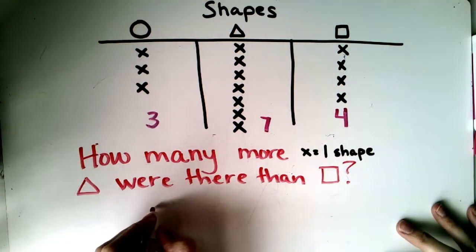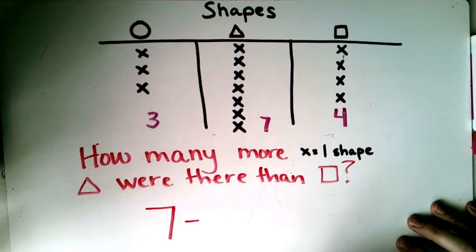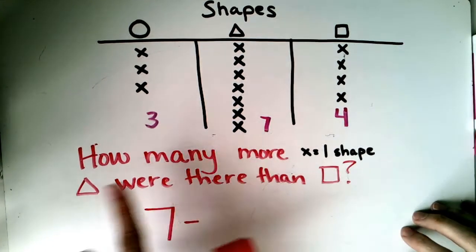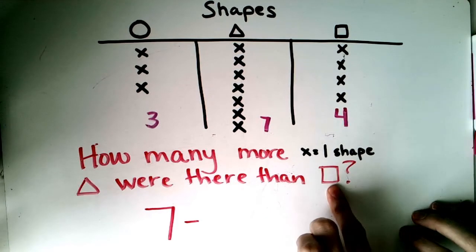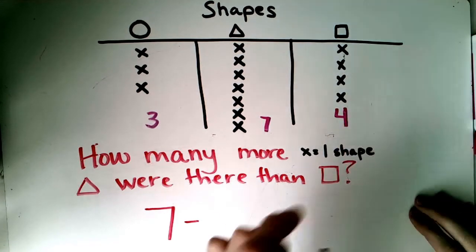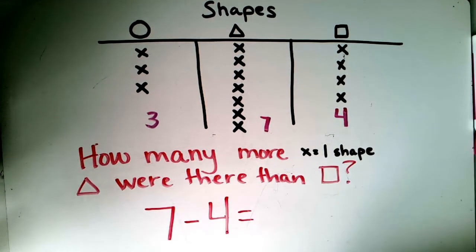Right, we're going to put the bigger number. So 7, take away what? What's our other category? How many more triangles, that's 7, were there than squares? How many squares, first graders? 4, so 7 take away 4 equals something. What is 7 take away 4?